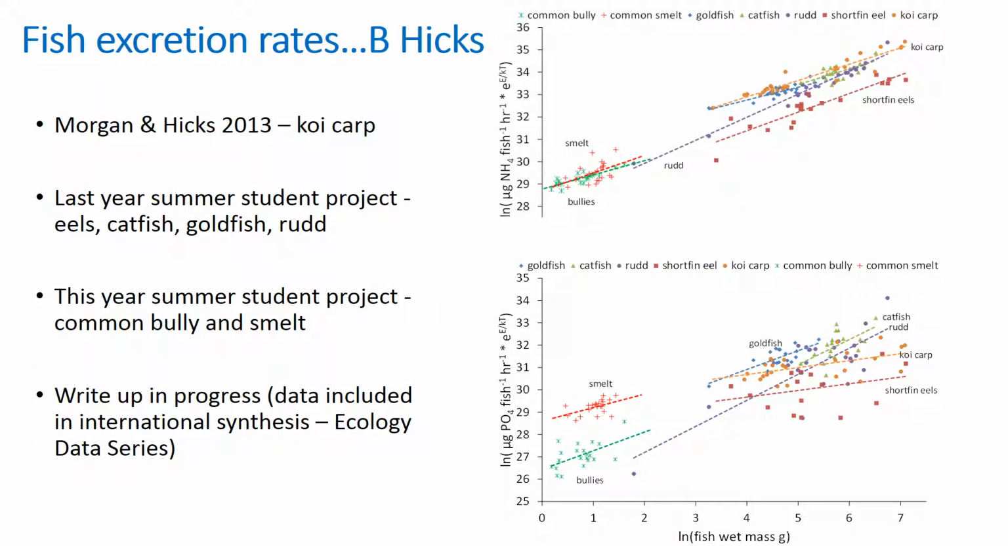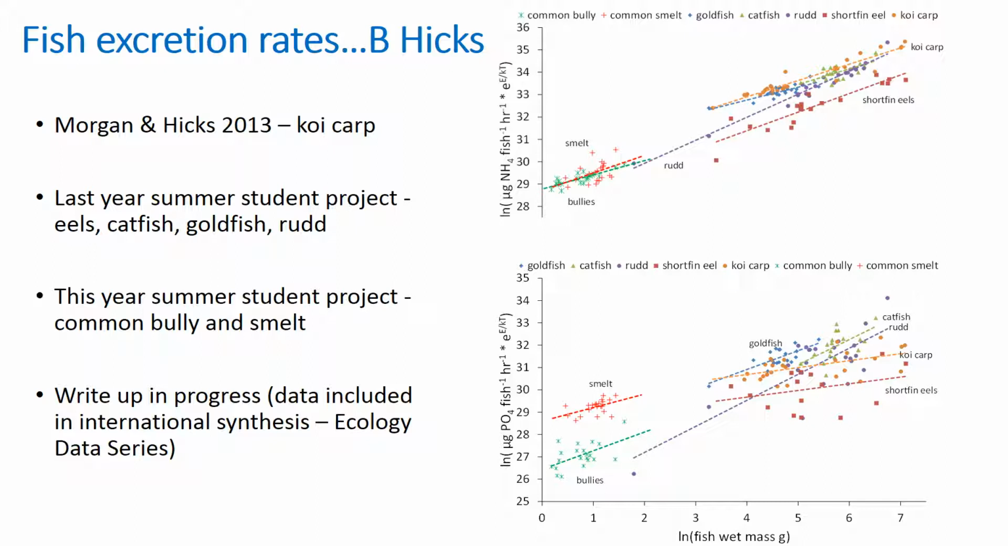Now we move on to look at Brendan Hicks's nutrient excretion work that he's done, building on the initial work carried out with Di Morgan in 2013 on koi carp. Brendan's had students looking at nutrient excretion by eels, catfish, goldfish and rudd, and this year we've added common bully and smelt to that suite of species, and Brendan's currently writing up this work, and the data has been included in a synthesis of global data and ecology data series.